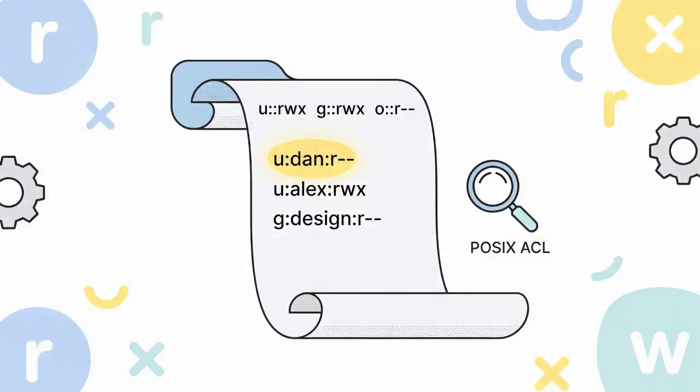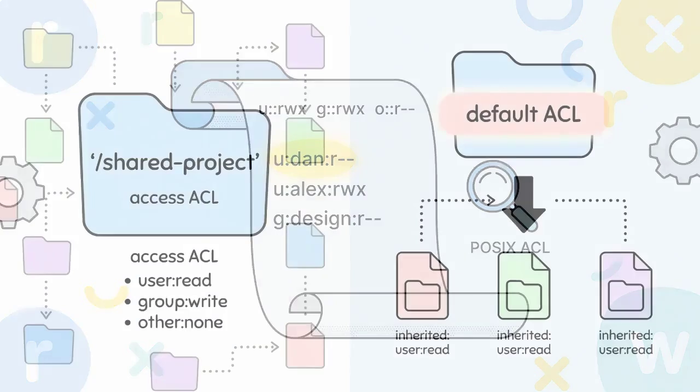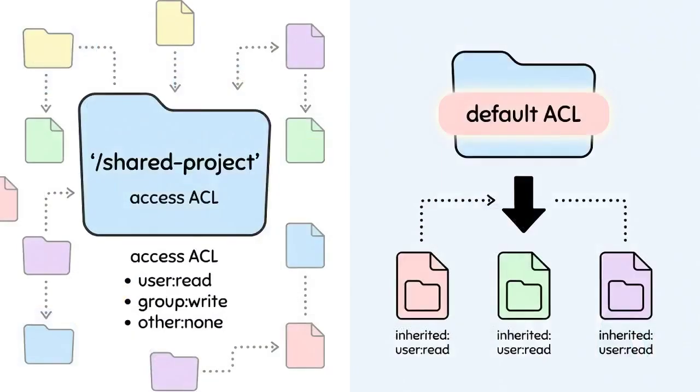POSIX ACLs solve this by extending the UGO model with additional permission entries. One per named user, one per named group. Instead of 3 rigid slots, a file's ACL becomes an extended list of entries that the kernel checks in order. You can now grant Dan read-only access as a specific individual, without touching the developer's group, and without leaking access to other. There are 2 flavors of ACL, and the distinction matters.